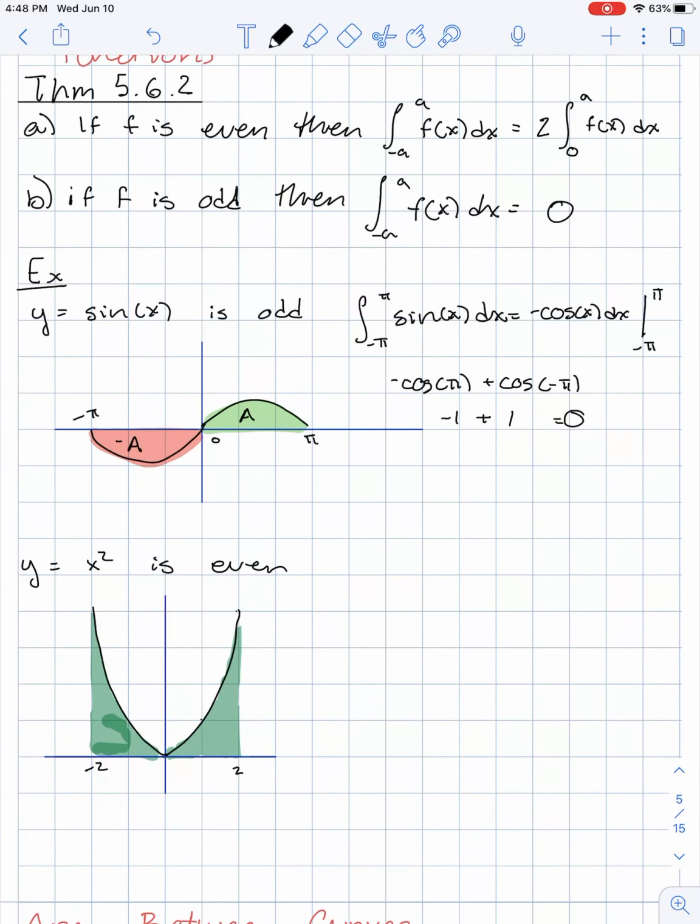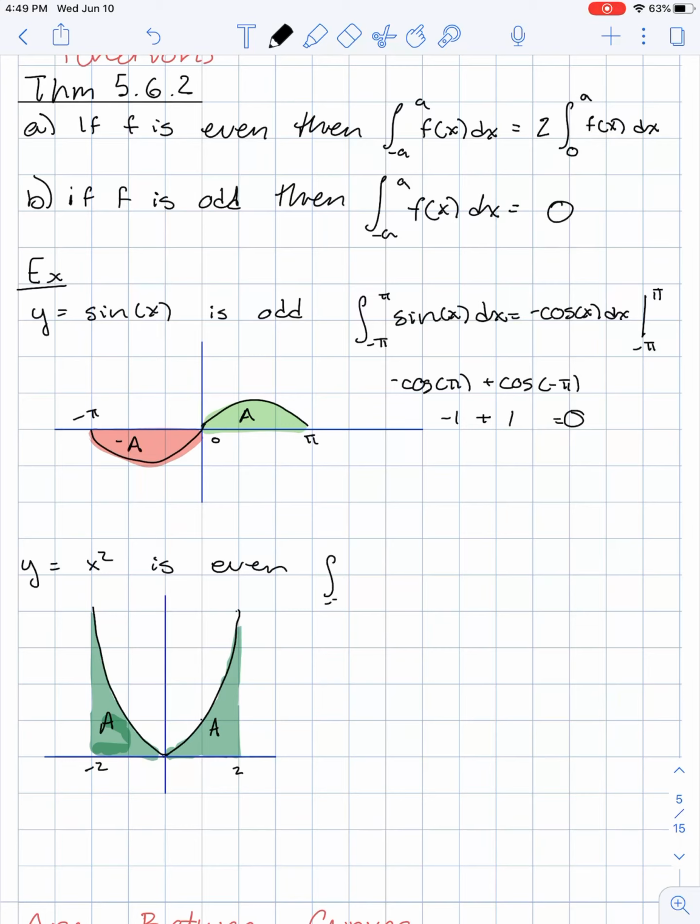X squared is kind of your typical even function. Remember, x to any even number is an even function. X to any odd number is odd. So x cubed is another odd function that you could have played with for this example. This area right here from 0 to 2 is the same area from negative 2 to 0.